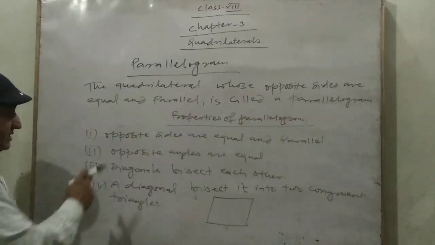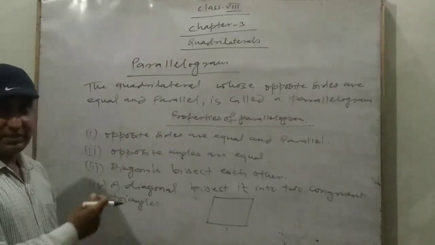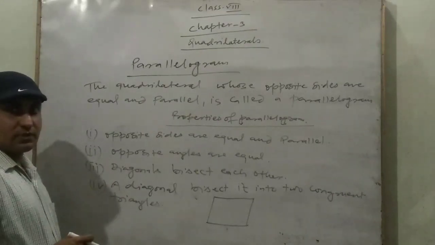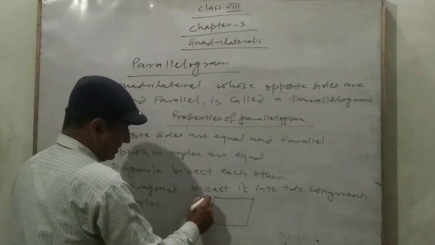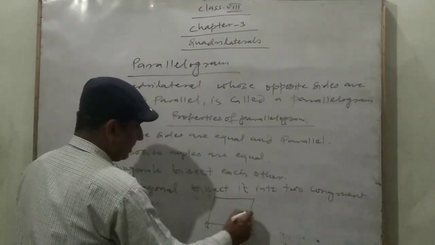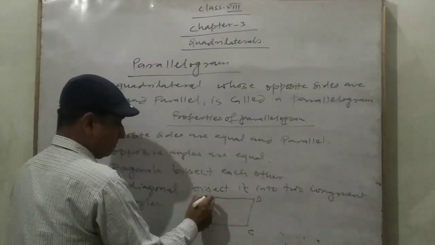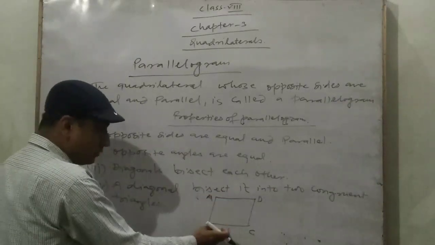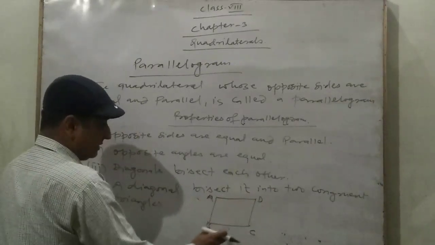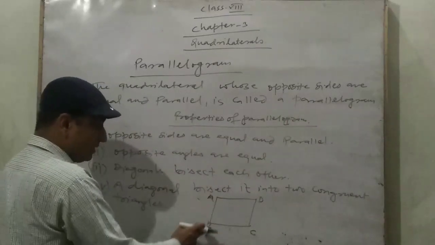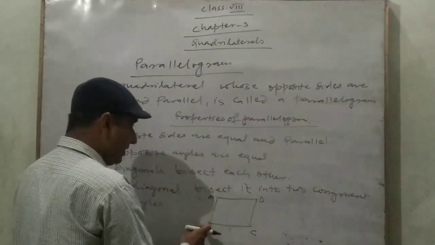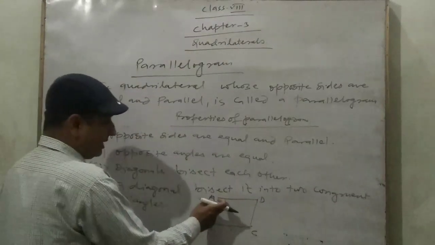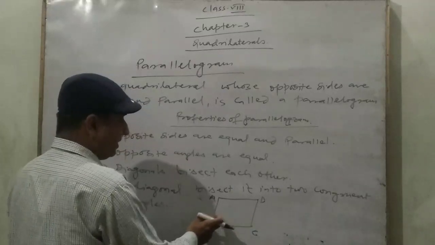First is opposite sides are equal and parallel. This is in the definition also. And second will be opposite angles are equal. Let ABCD be a parallelogram. I have drawn this figure. So opposite sides are equal and parallel: AD equals BC and AD parallel to BC; AB equals DC and AB parallel to DC. Opposite angles are equal: angle A equals angle C, angle B equals angle D.